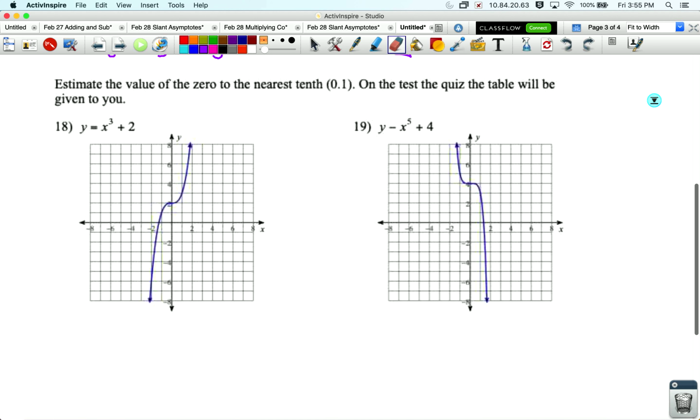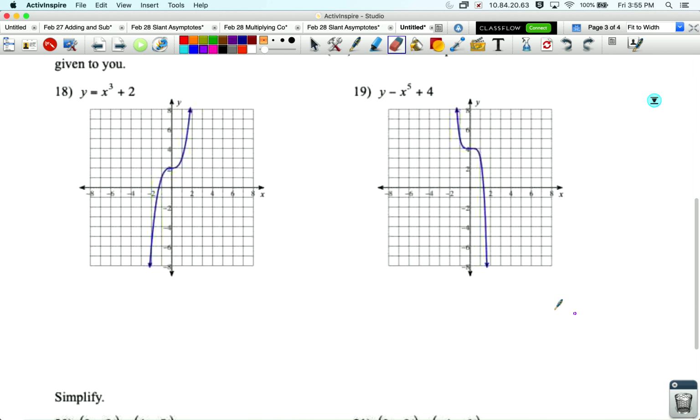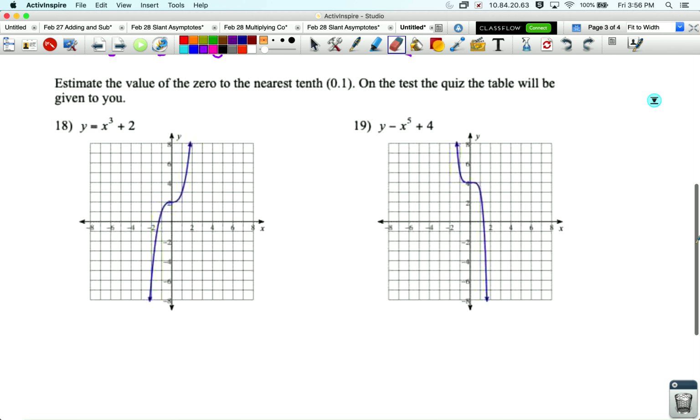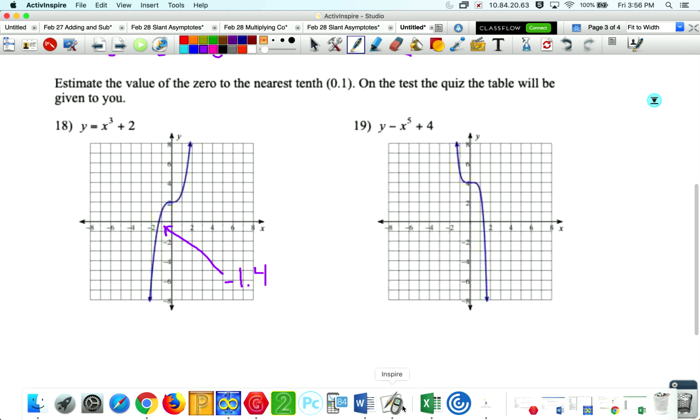All right, estimate the value of the 0 to the nearest tenth. On the test, the table will be given to you, but let's practice getting that table. It's a good calculator skill. So first off, we need an estimate. I'm going to say that it looks like it's about -1.4, I would say. Well, let's see if we can get maybe a little more precise. Maybe it's -1.5, maybe it's -1.3.